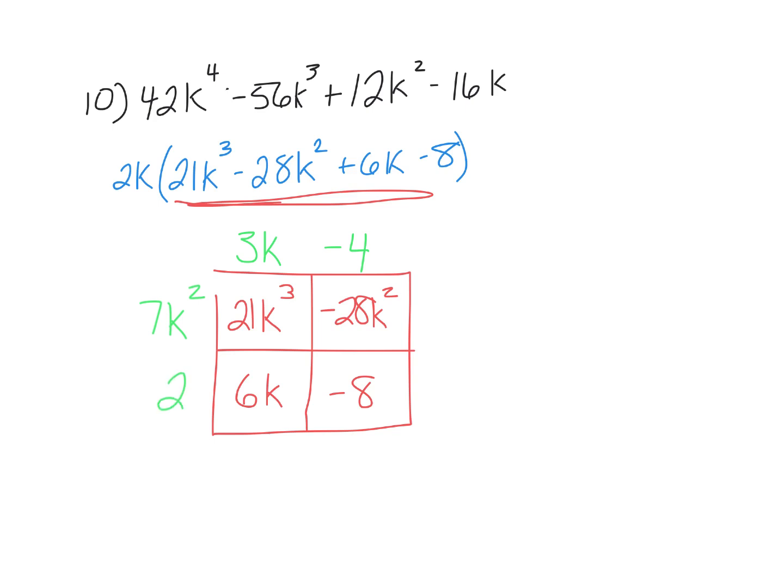So I go back and double check. 7k squared times 3k, yep, that's 21k cubed. 2 times 3k is 6k, yep. 2 times negative 4 is negative 8, yep. And yeah, we're good. Okay, so to write your answer, the greatest common factor you took out at the very beginning has to go first. If you forget to write it, you technically do not have the correct answer, and I will knock you on the tests and the quizzes and stuff.